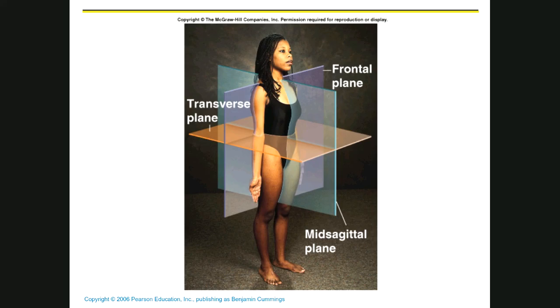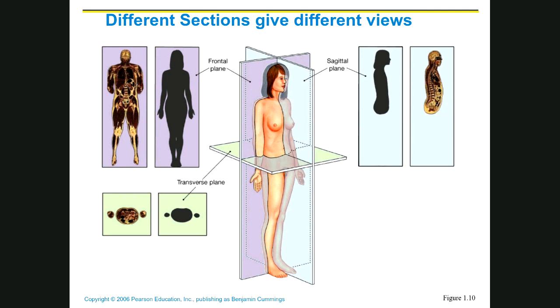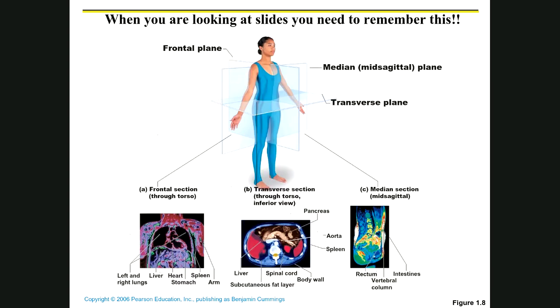But here are those three planes. So sagittal, and look, this says mid-sagittal. I wouldn't do that. I would just say sagittal. But sagittal, frontal, transverse. And then if you look at what happens with the individual body parts, they look very, very different depending on what section is used. Any questions about that?